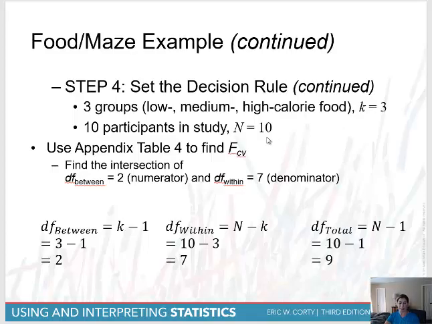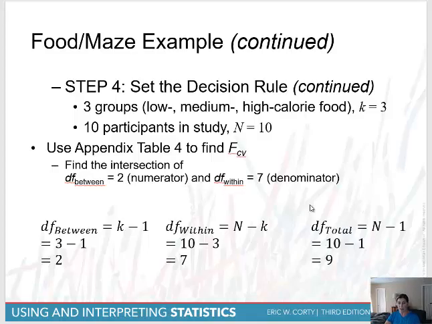And essentially what we're doing is we're finding the degrees of freedom for our within and between subjects variability. So our between subjects degree of freedom is equal to the number of treatment conditions we have minus 1. That makes sense because between subjects is really referring to between groups. So group 1, group 2, group 3. So it's 3 minus 1, and that's 2. And that's always our signal, so that's our numerator degree of freedom.